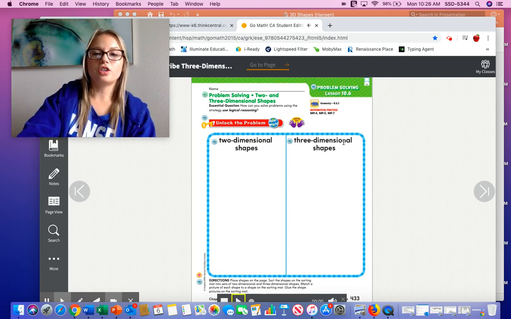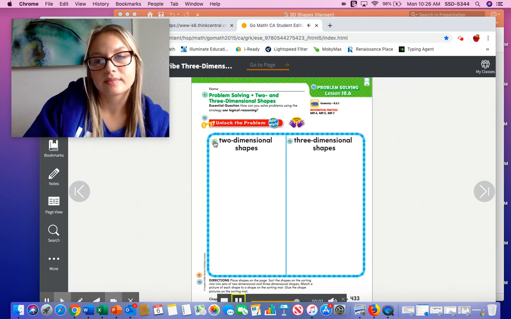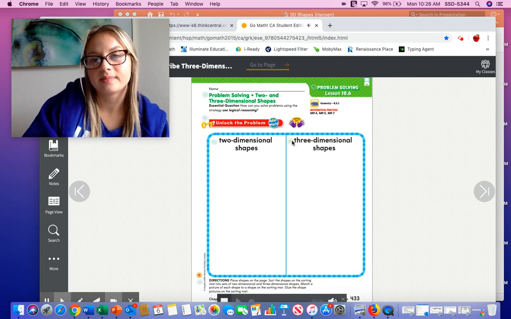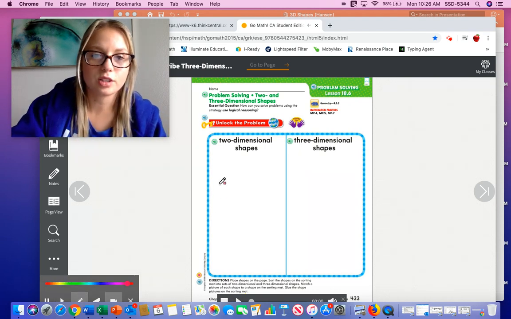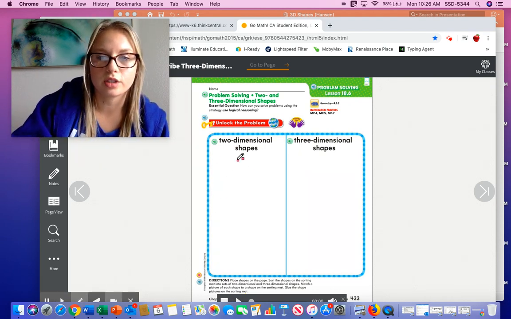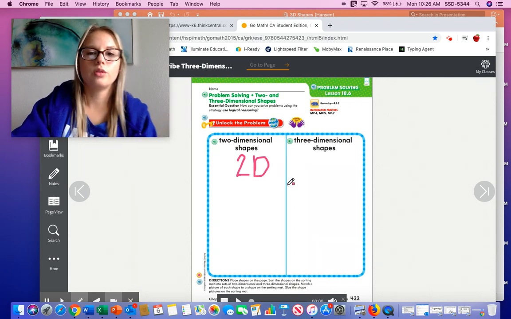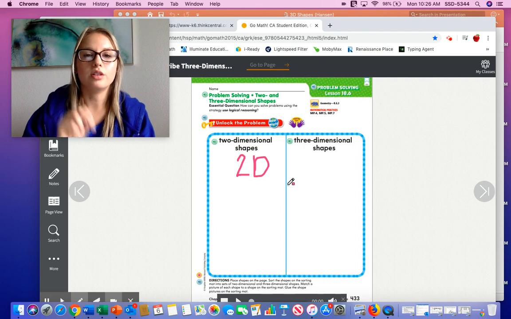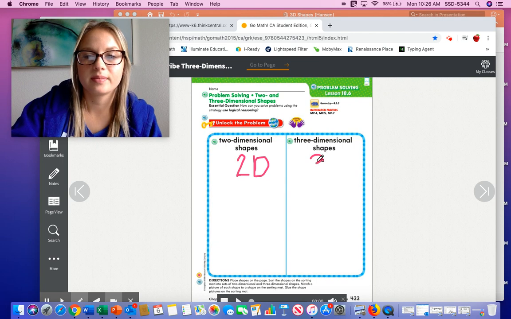Okay, so we see our chart, and it looks like the chart we've been doing, but it's a little different this time. It says over here, 2-dimensional shapes, and over here it says 3-dimensional shapes. All right, so let's take our pencil and we're going to write that so we remember. This side says two-dimensional shapes. So can you write 2D, for two-dimensional. Two-dimensional shapes are flat. On this side, write 3D, because these are three-dimensional shapes.